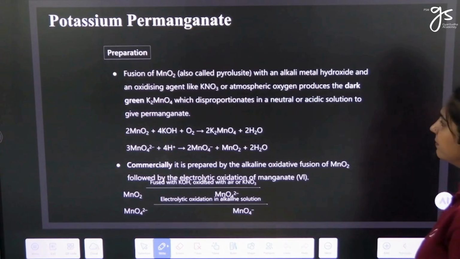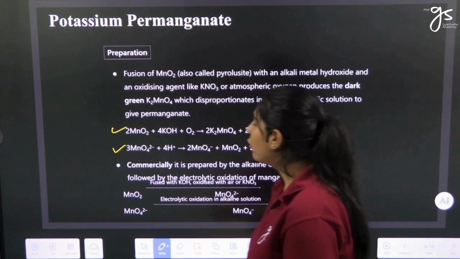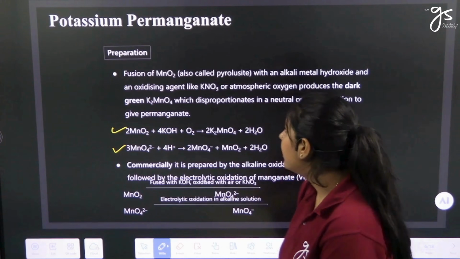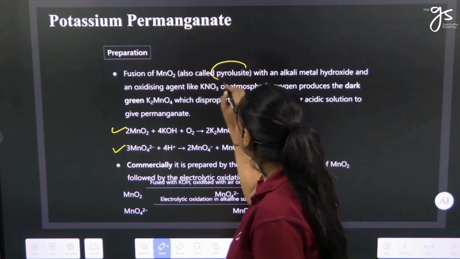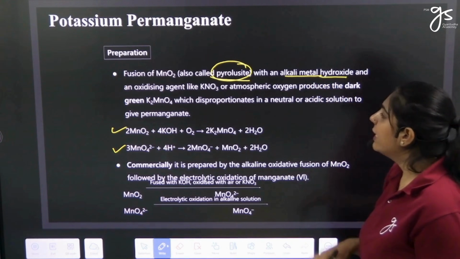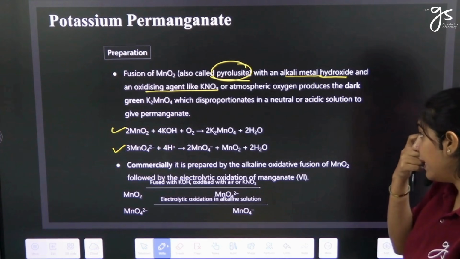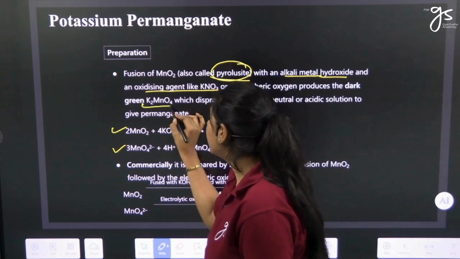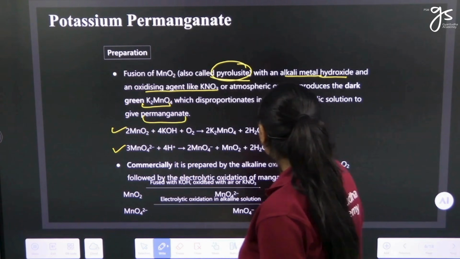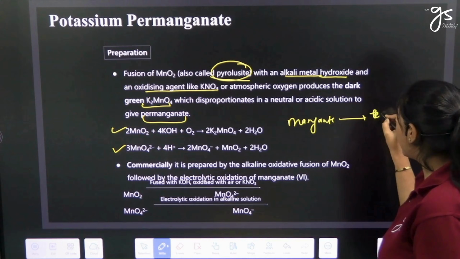Moving ahead to how it is prepared, we can go with these two equations, right? There are different ways of preparing it, and the ore used is pyrolusite ore. The fusion of pyrolusite with an alkali metal hydroxide and an oxidizing agent is required for the formation of potassium permanganate. Firstly, it forms a green colored compound, and after that the manganate ion gets converted into permanganate ion.